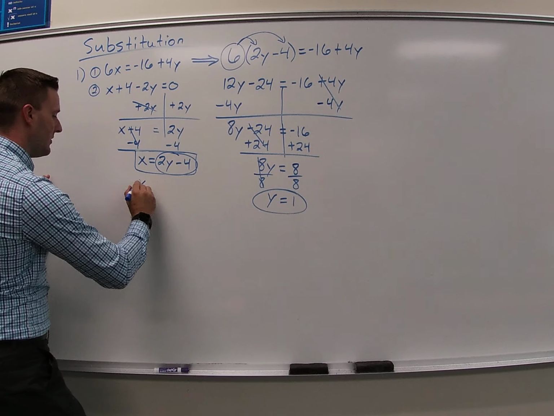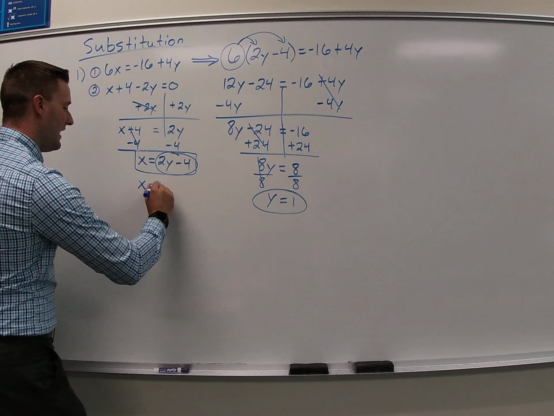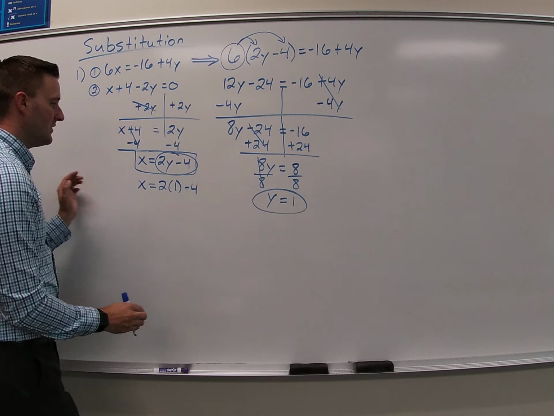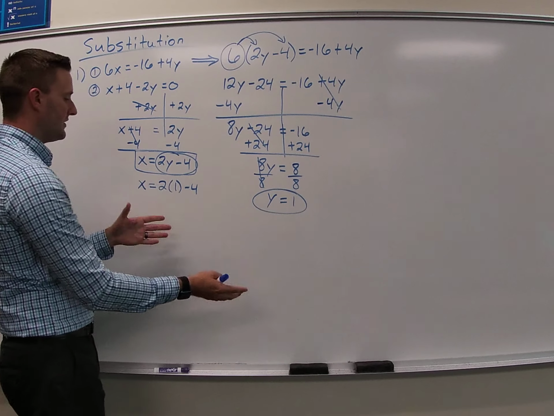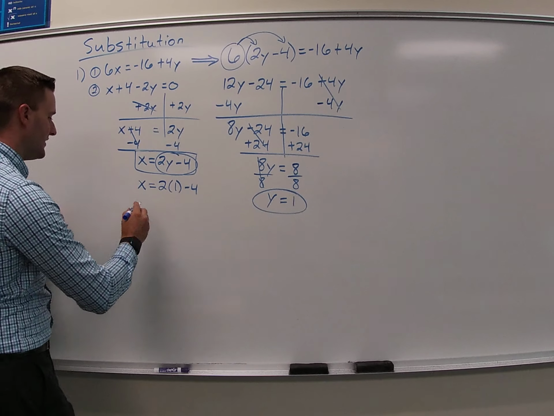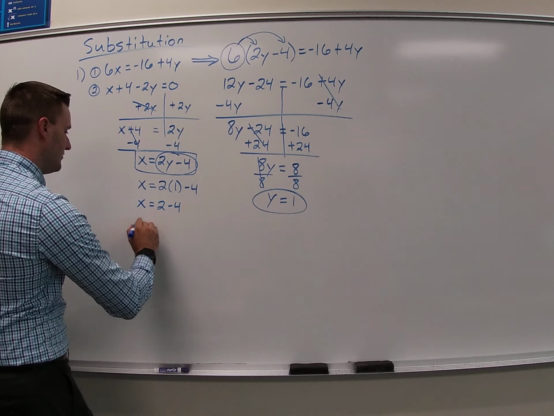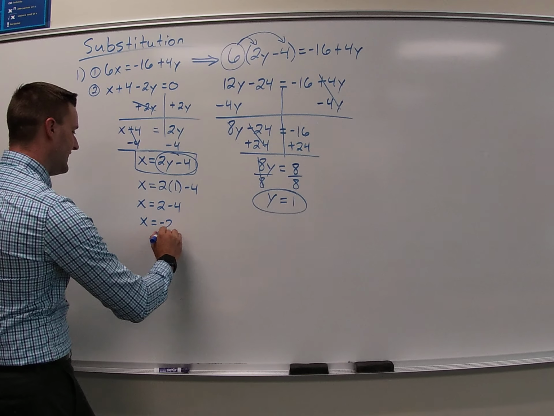So let's go ahead and do that. I'm going to rewrite this. So x equals, instead of 2 times y, this is going to be 2 times 1 minus 4. So I'm replacing y with 1 because y is equal to 1. 2 times 1, as we know, is 2. So we get 2 minus 4. 2 minus 4 gives me a negative 2.